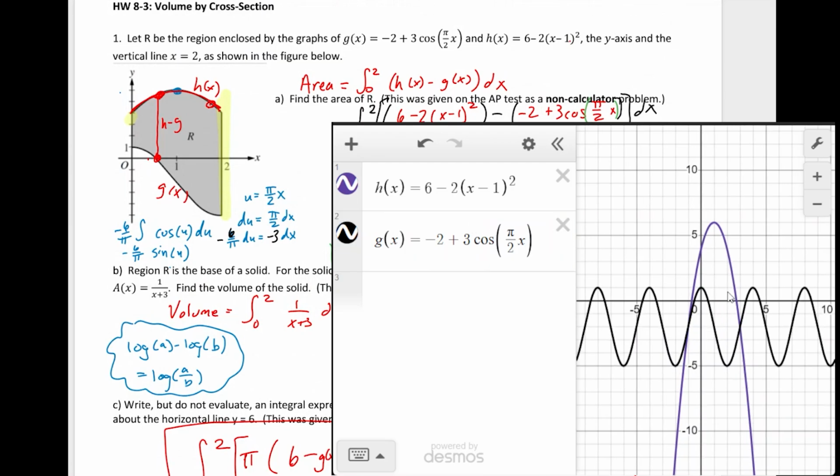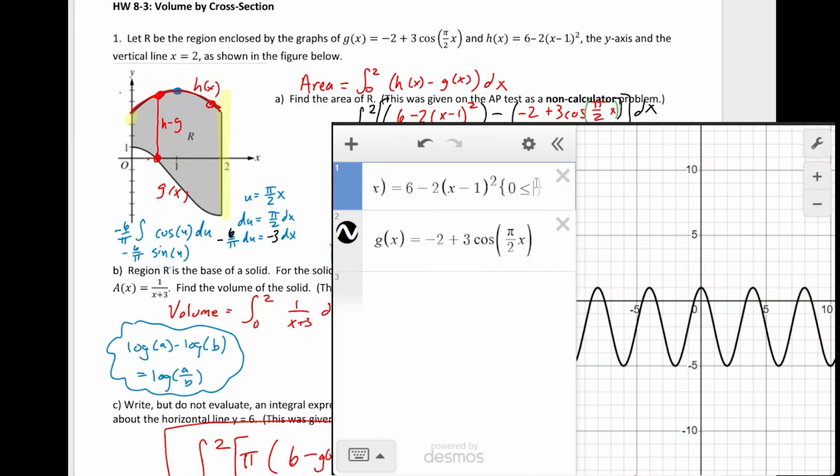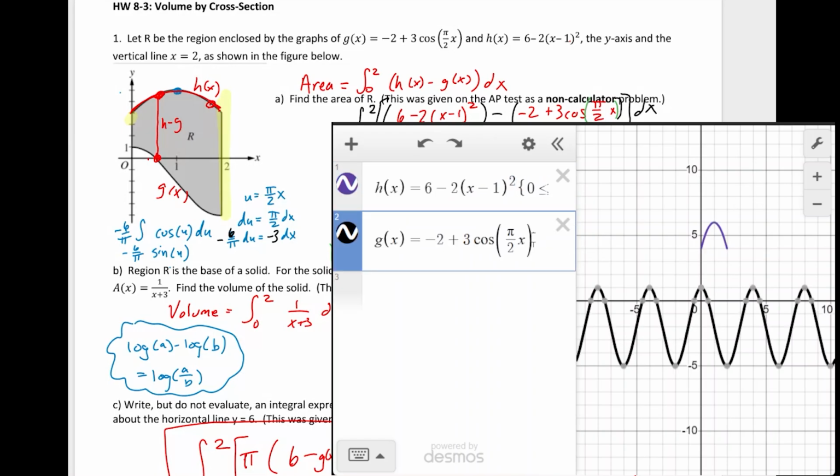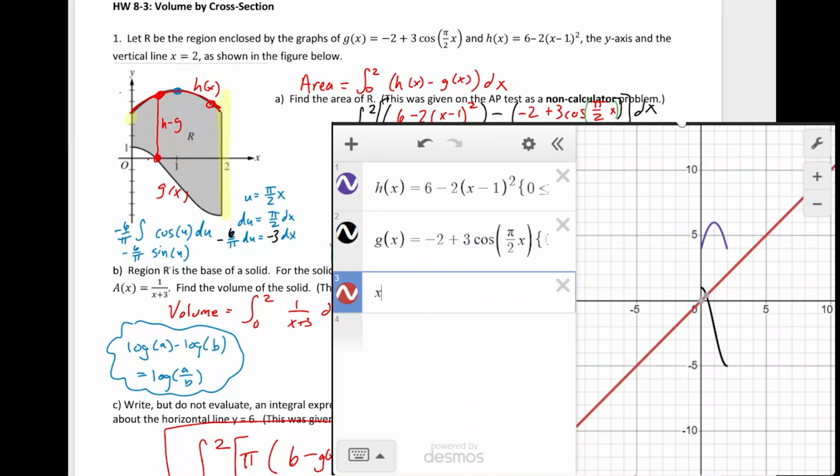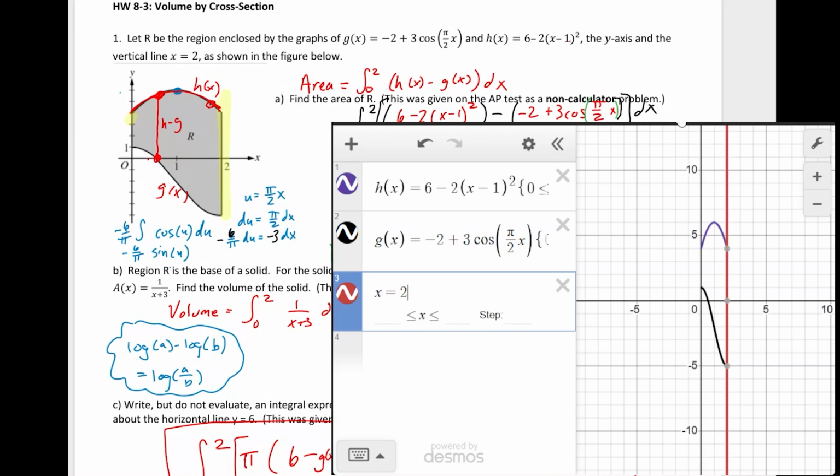Okay, we're really just interested in this region in here. So maybe, so we can just see it a little better, we put a little domain restriction in here to go between 0 and 2. You don't have to do this, but I think it'll help you to see the region a little bit better. And we could do it on both of them. Oh, didn't mean to delete that. There we go. And then maybe we also throw in an x equals 2 for good measure.